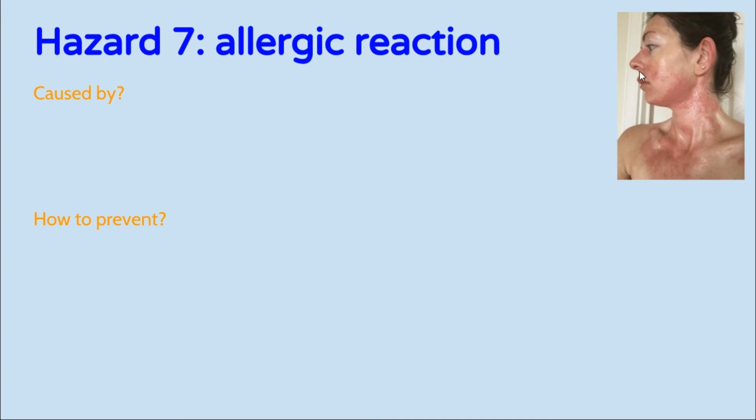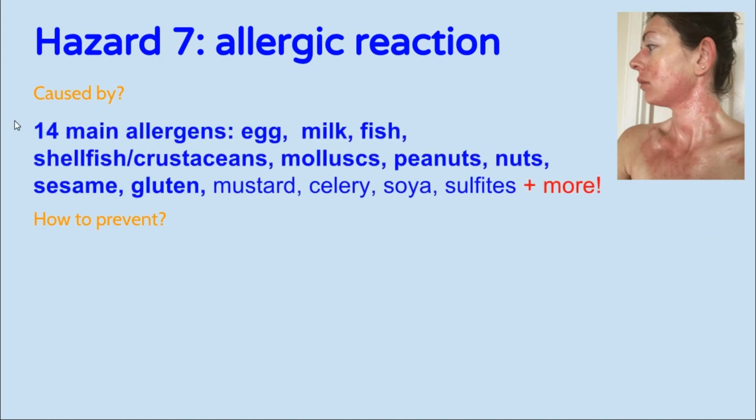Allergic reaction. Here, you can see quite a severe skin reaction to a food allergy. This can be caused by any of the 14 main allergens, including egg, milk, fish, shellfish or crustaceans, molluscs, peanuts, nuts, sesame, gluten, and many, many more.